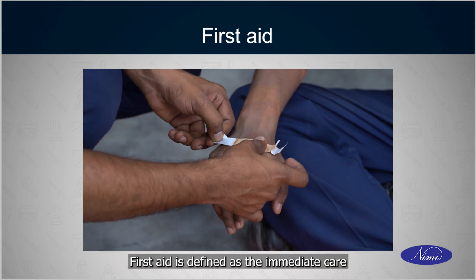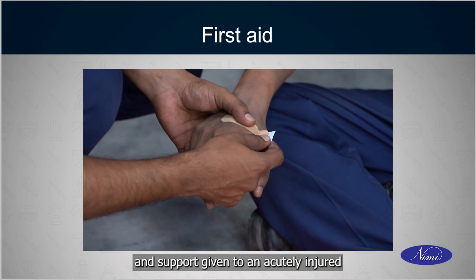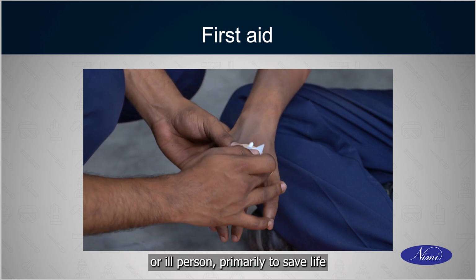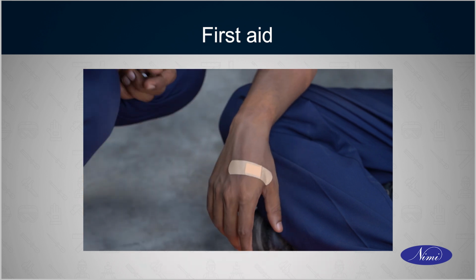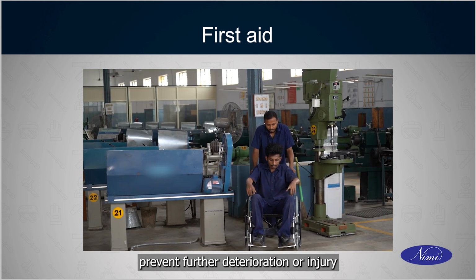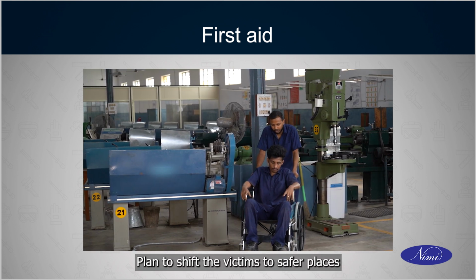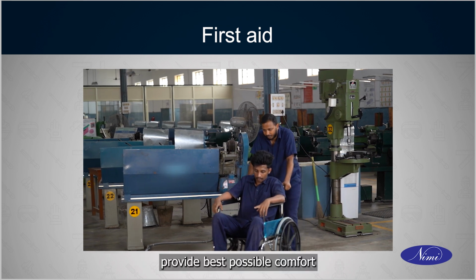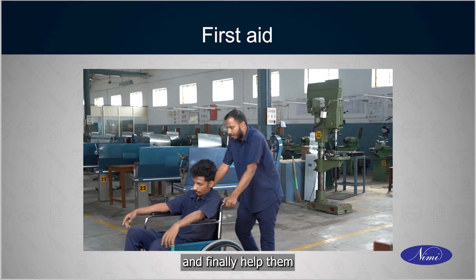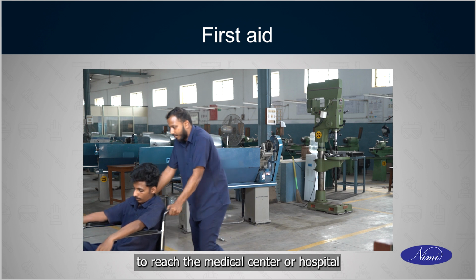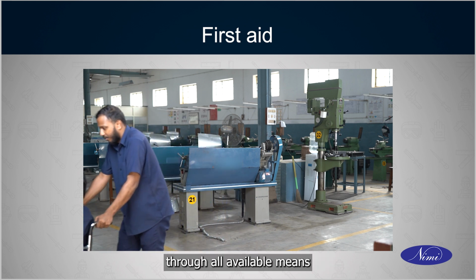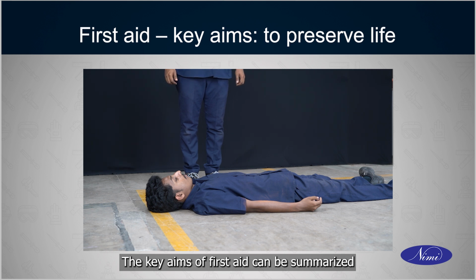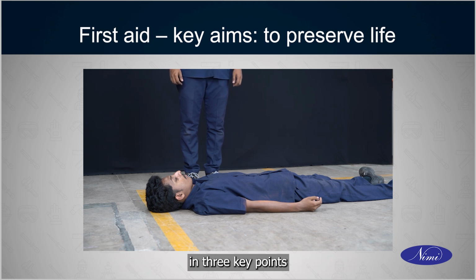First aid is defined as the immediate care and support given to an acutely injured or ill person, primarily to save life, prevent further deterioration or injury, plan to shift the victims to safer places, provide best possible comfort, and finally help them to reach the medical center or hospital through all available means. The key aims of first aid can be summarized in 3 key points.